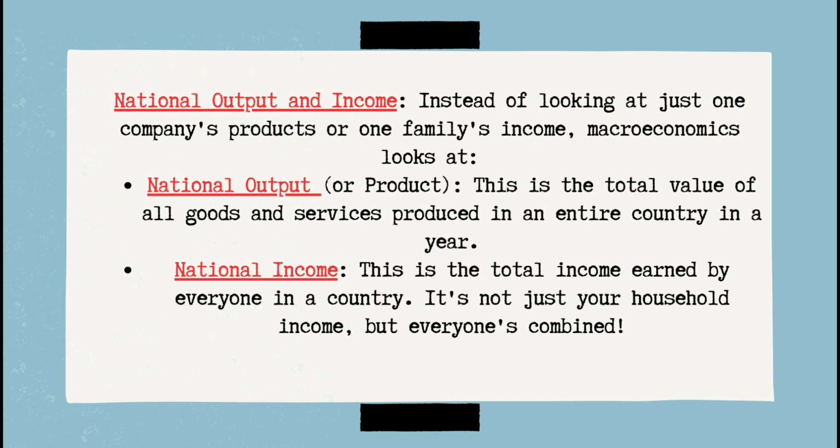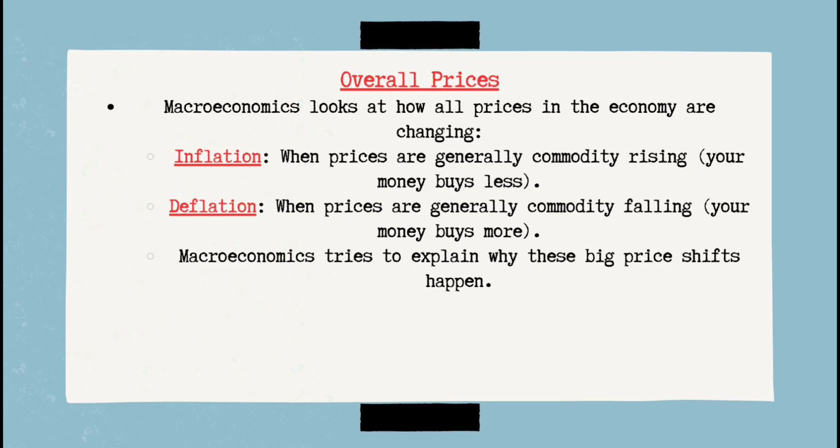And national income is the total income earned by everyone in a country. It's not just your household income, but everyone's combined. Macroeconomics also studies the overall price level, like how all prices in the economy are changing, known as inflation, which means when prices are generally rising, your money buys less, and deflation, when prices are generally falling, your money buys more. Macroeconomics tries to explain why these big price shifts happen and how they affect the economy.